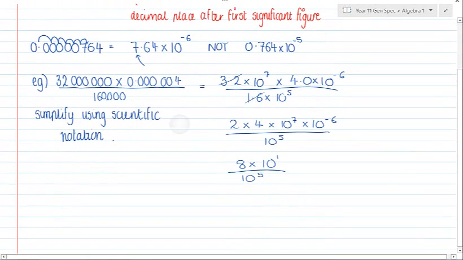And then the last step is when we're dividing, we subtract the powers. So this would become 8 times 10 to the power of 1 take away 5, which is -4. So 8 times 10 to the -4. And we can write this as 0.0008.